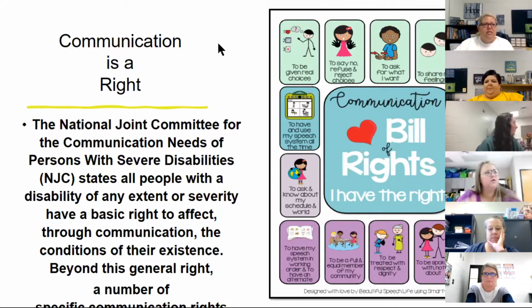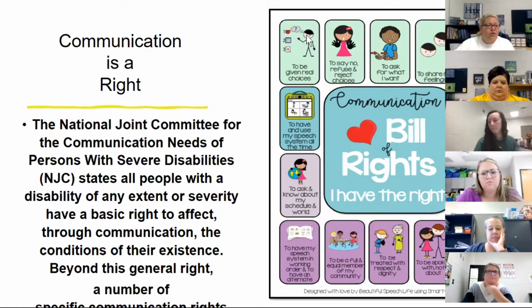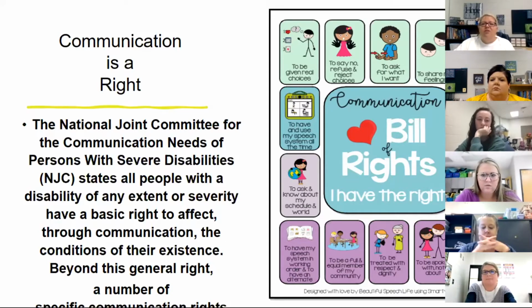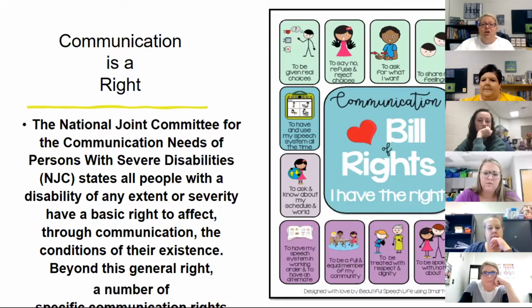So we're going to spend just a little bit of time looking at these. First, to be given a real choice, not just what you think they want, but given a choice to say no or refuse or reject choices. If you've given them chocolate milk and they don't like chocolate milk, they can refuse that choice. They have a right to ask for what I want. I have a right to share my feelings. I have a right to be heard and responded to, even if the answer is no. I have a right to have and use my speech system all the time.